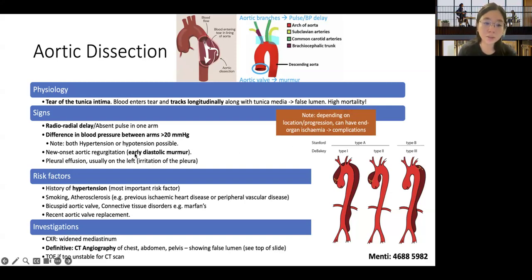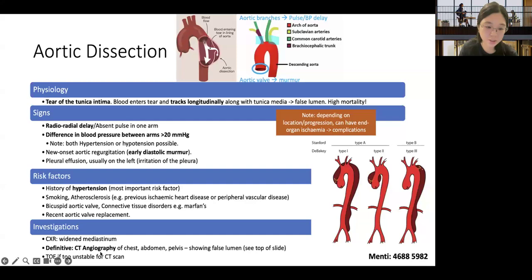Can also have early diastolic murmur, as I mentioned in the SBA earlier. Aortic regurgitation happens because the aortic valve might be affected if the false lumen tracks all the way here. And because of the mass effect, the pleura of the lung might also be affected. And the most important risk factor is hypertension. The others you can just look through on your own.